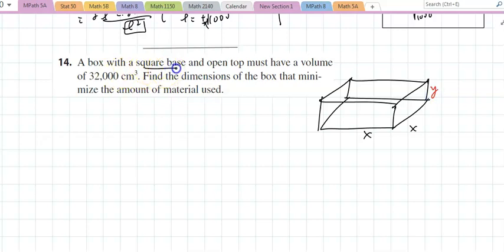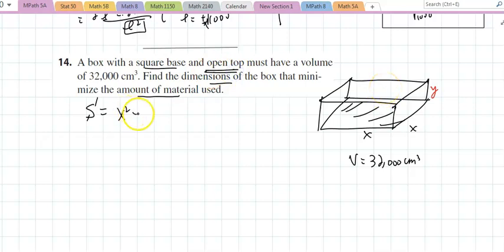A box with a square base and open top is to have a volume of 32,000 cubic centimeters. Find the dimensions of the box that minimize the amount of material. The amount of material, that's area. The surface area would be what of this box? Area of the base. Area of the base is a square. They said an open top, so the top is open. Plus, if I look at this area right here, isn't that length times width, x times y? And there's 1, 2, 3, 4 of those.